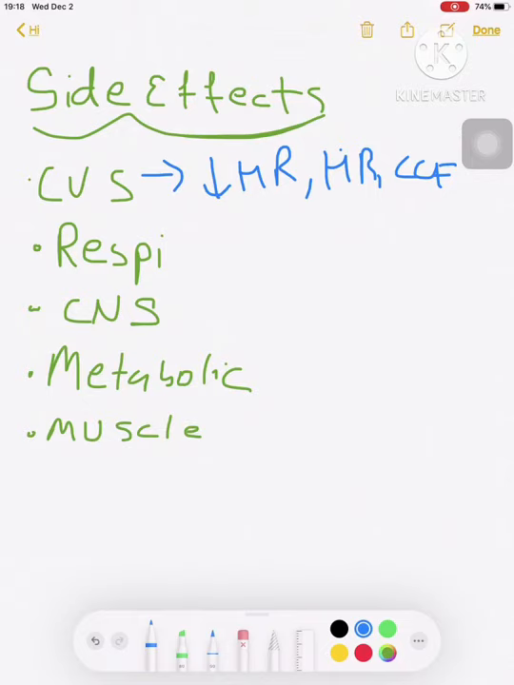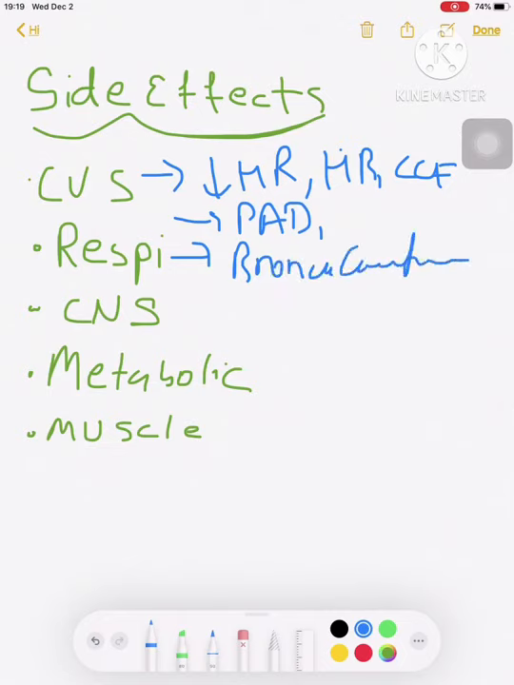You may also worsen the peripheral arterial disease since you are blocking the vasodilatory effect, leaving only the vasoconstrictive effect of alpha receptors. So you are exacerbating or worsening the peripheral arterial disease, and you may also exacerbate Prinzmetal angina, that is vasospastic angina. Next is the respiratory system, bronchoconstriction. So these are contraindicated in asthmatics and persons with COPD. On central nervous system, they can cause sleep disturbances, hallucinations, fatigue, and depression.